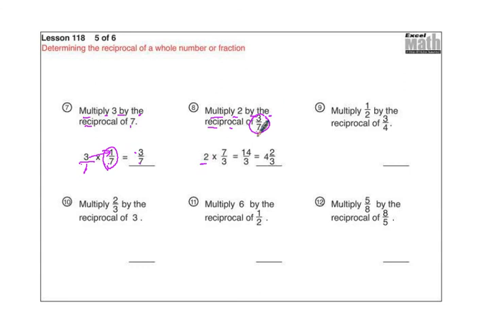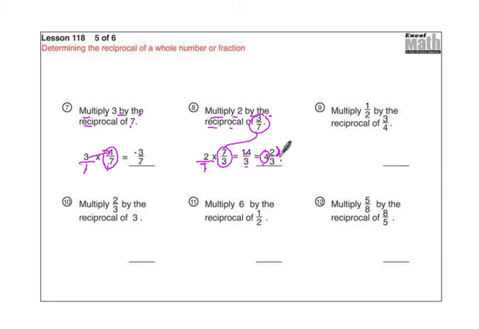Multiply 2 by the reciprocal of 3/7. Here's 2. Here's the reciprocal of 3/7, 7/3. So you do 2 times 7 is 14. 1 times 3 is 3. 14/3 is equal to 4 2/3 because 3 goes into 14 4 times. 4 times 3 is 12. 14 take away 12 is 2. The leftover is 2, so it's 4 2/3.